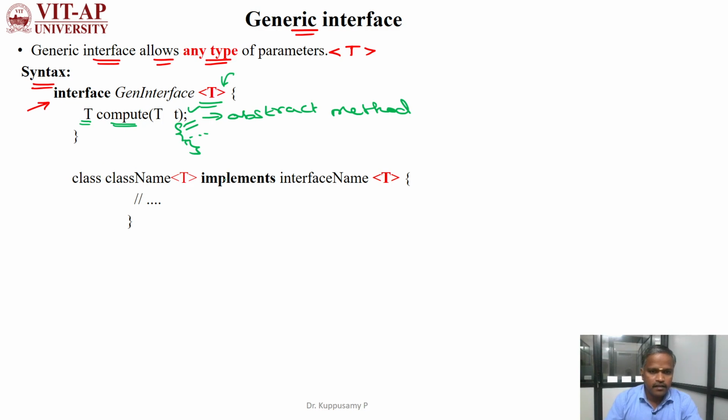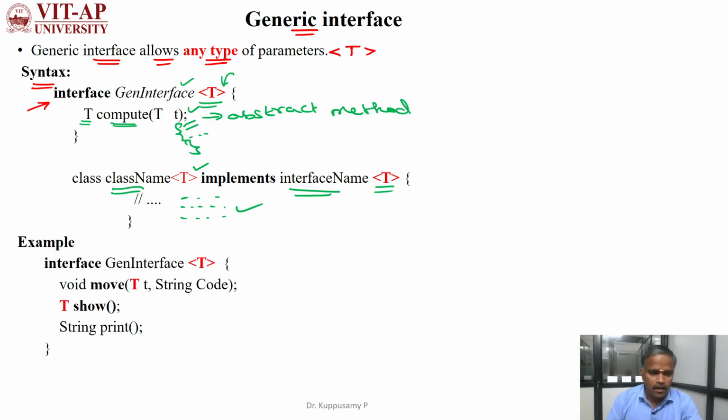Then whatever interface we want to give can be implemented by a concrete class, defining the type variable inside the angle brackets. Then whatever process you want to do, you can write the statements inside the curly braces. An example is given here.